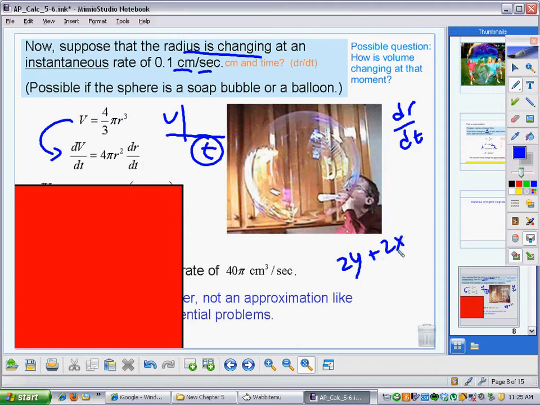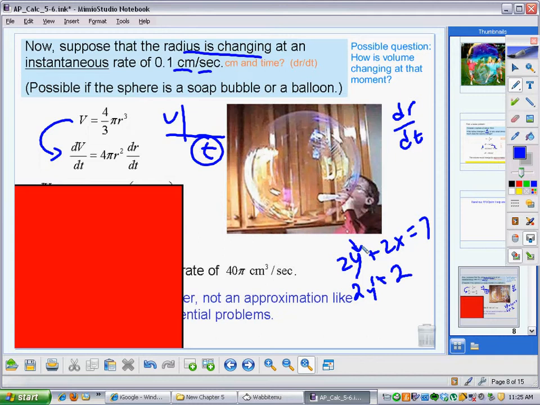Remember when we did derivatives of stuff like this? 2y plus 2x equals 7. We took the derivative of 2x and we got 2, right? We took the derivative of 2y. What do we get? 2y prime. Why do we need a y prime? Because the variable is x and y is not an x. Y is a function of x.